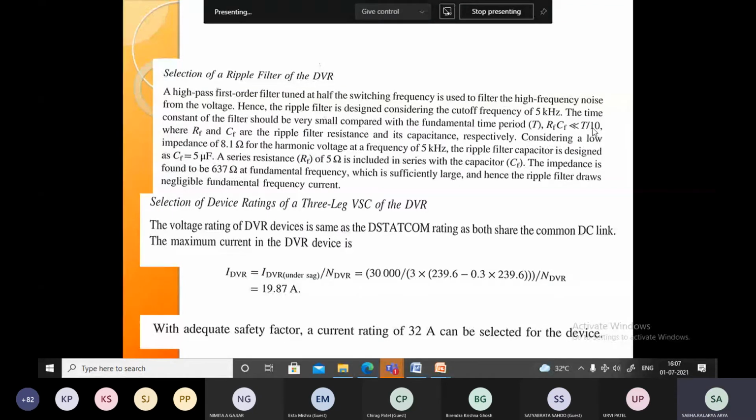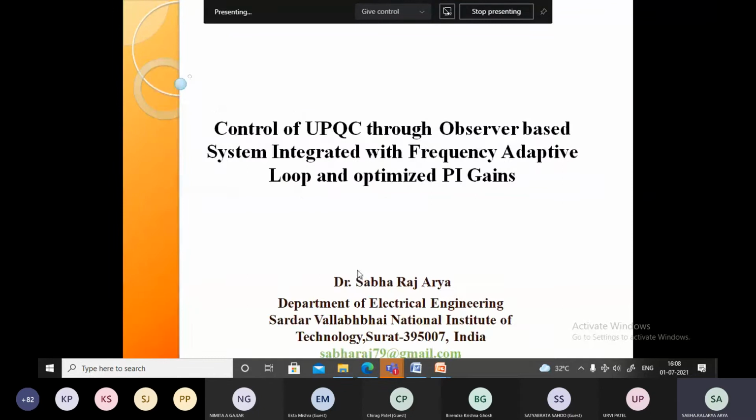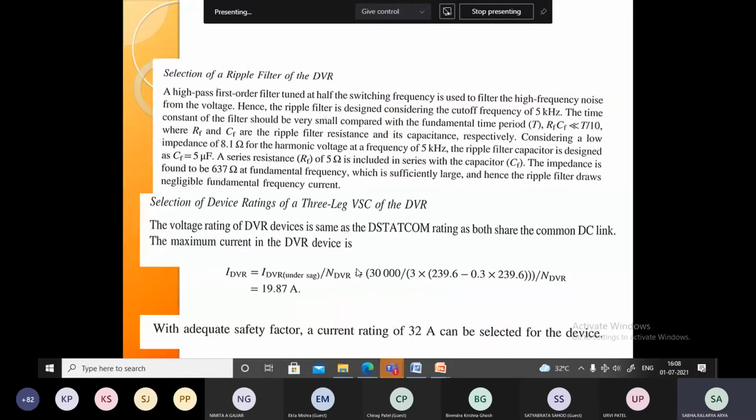After that, you can select the RC filters. For the RC filter, R times C should be very much less than Ts divided by 10. So based on that you can decide. Okay, so this is the design criteria, meaning the design of components.